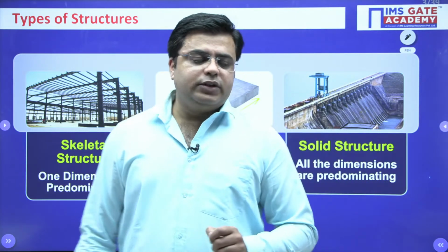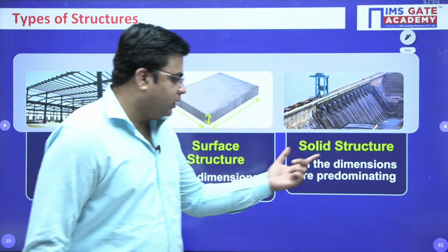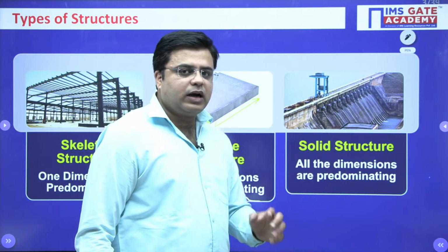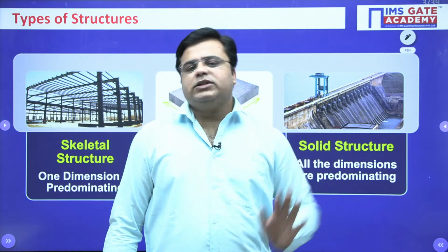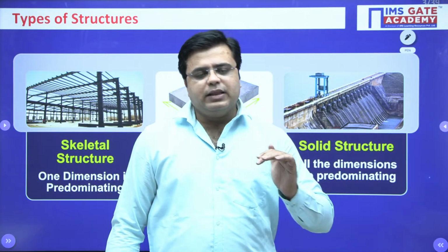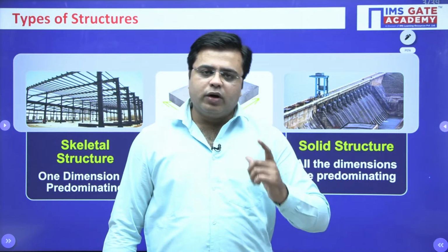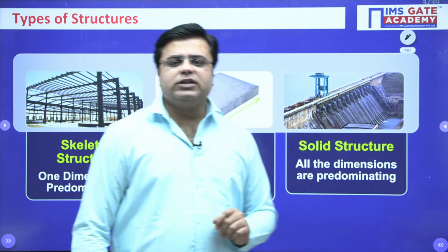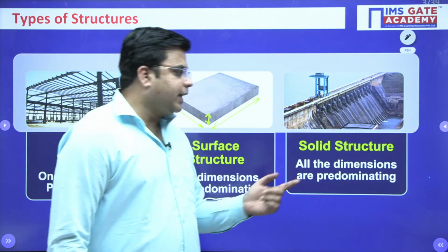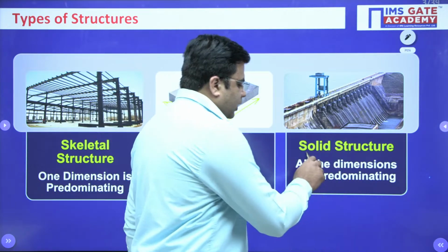Next comes your solid or massive structure. Solid and massive structures are those types of structures for which all three dimensions are predominating. It may be the length, it may be the height, or it may be the width of the structure. If all three dimensions are predominating, then that type of structure is known as a solid structure, right?